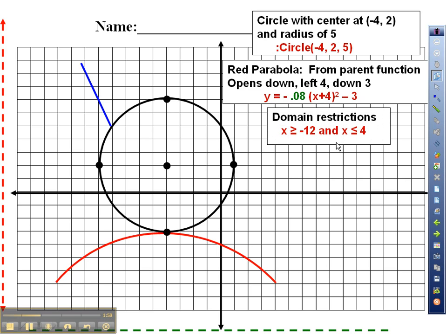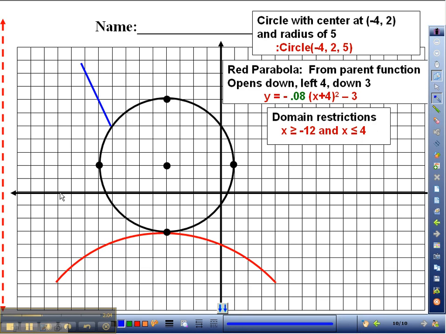All right? And my domain restrictions on that parabola go, I want it to turn on at an x of whatever this value is, and turn off at an x of whatever this value is. Well, that's 4 right there, and this is 1, 2, 3, 4, 5, 6, 7, 8, 9, 10, 11, 12. That's -12. See how I turned it on at an x greater than or equal to -12 and turned it off at an x less than or equal to 4.